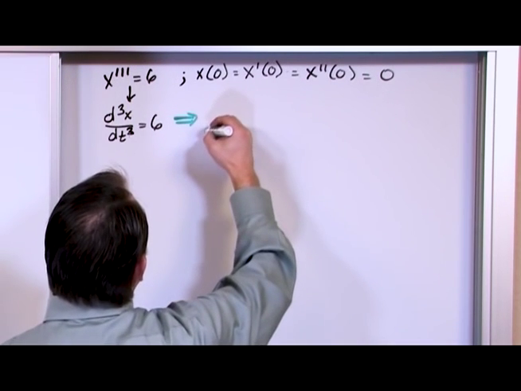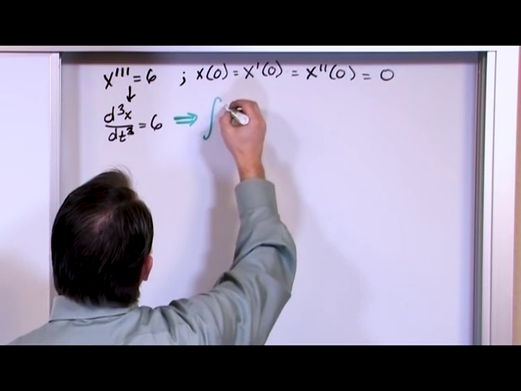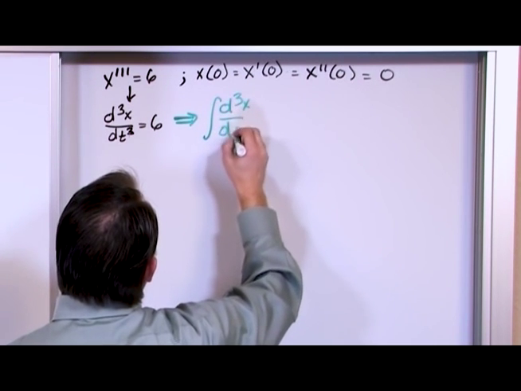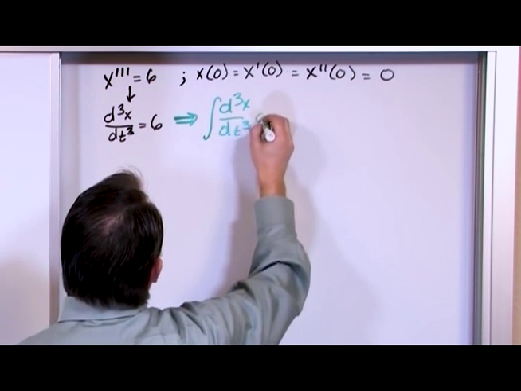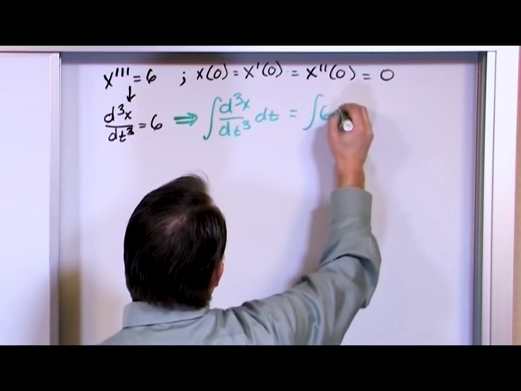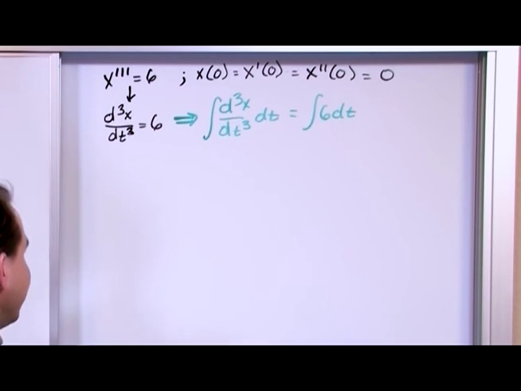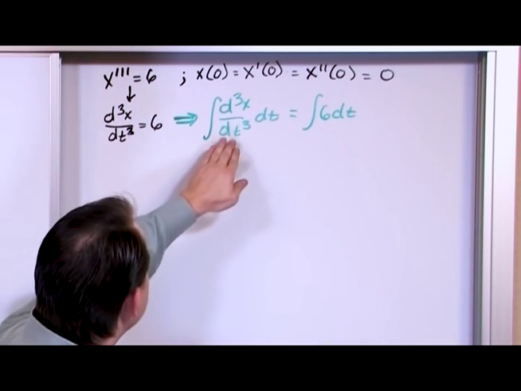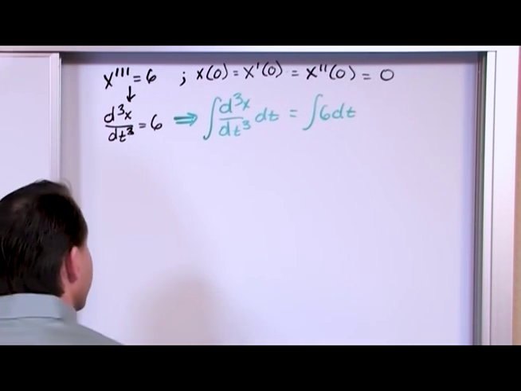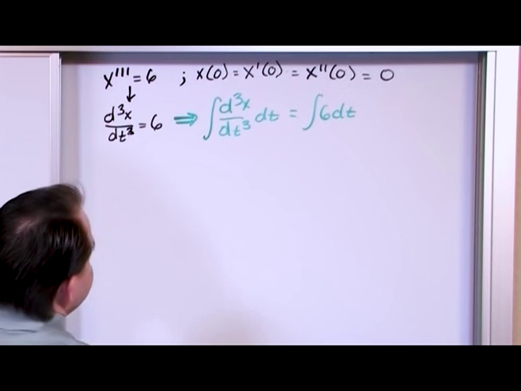So let's go ahead and write the integral sign right here. So we'll say the third derivative of x with respect to time integrated over dt is equal to the integral of 6 dt. So it's a super simple integral. It's just that it's a third order equation because it's a third derivative there. So you're going to have to do 3 integrals basically to get to the general solution. So let's go ahead and do them really quickly. They're not going to be hard.